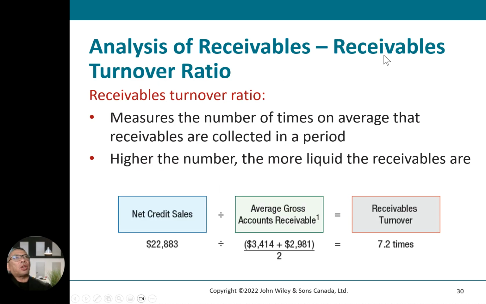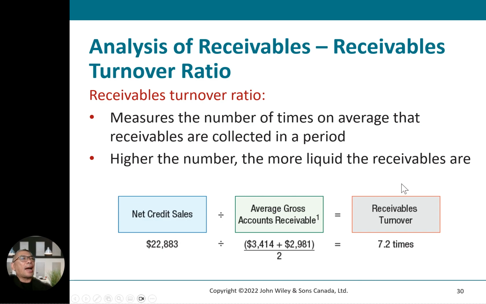Analysis of the receivable turnover ratio measures the number of times, on average, that receivables are collected in a period. The higher the number, the more liquid the receivables are. Net credit sales divided by average gross accounts receivable equals receivable turnover. The credit sales is 22,883 divided by 3,414 plus 2,981, so this is the average one. Okay, that's how you get a turnover.